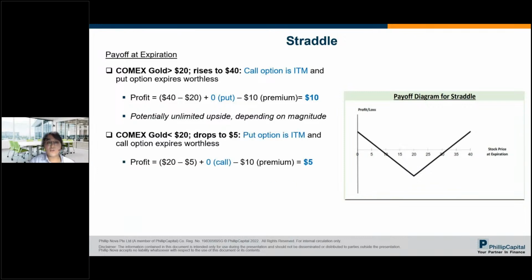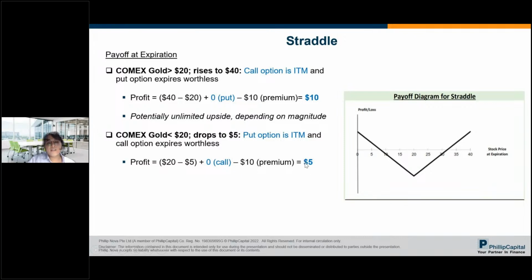So what happens if, let's say, COMEX Gold drops below $20 to $5? Your put option will be in the money and your call option will be worthless. So we have the profit formula over here. Recall that for a put option, the payoff formula is you take the strike price minus the underlying price. So the strike price is $20, and then you deduct the underlying price, which has fallen to $5. So the payoff that you'll get from your put option that's in the money will be $15. Your call option will be worthless because it's out of the money, so it's zero. And then you have to deduct the premiums that you pay, so it's $5.